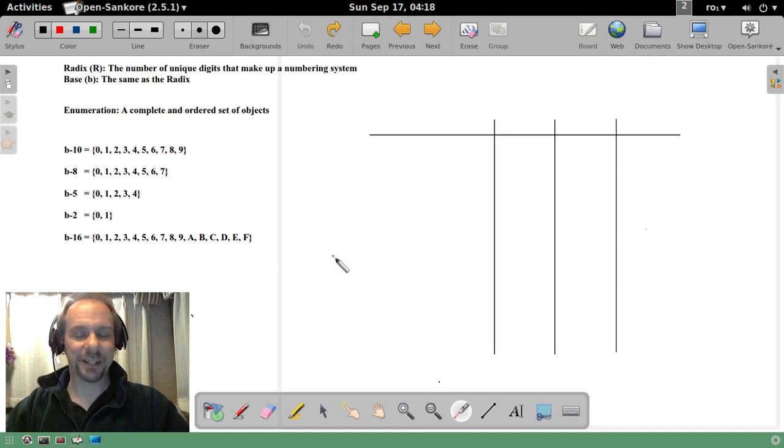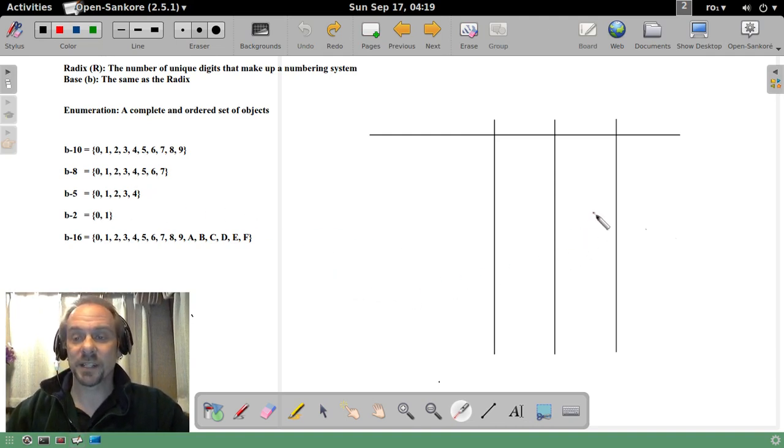So that's how we count in hex. If we're counting in, say, quintal, we would count 1, 2, 3, 4, 10, 11, 12, 13, 14, 21, 22, 23, 24, etc. So we just start over much earlier.